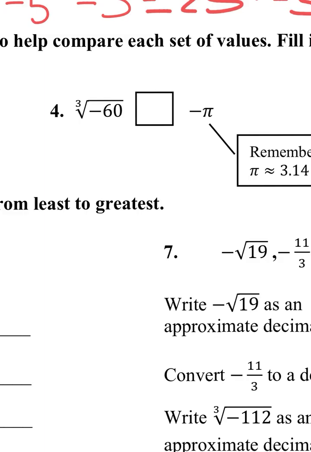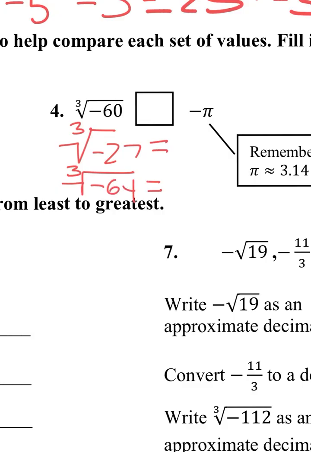For number 4, they want you to compare the cube root of negative 60 and negative pi. So the cube root of negative 60 is in between what two numbers? If you look at your chart above, negative 60 is going to be somewhere in between the cube root of negative 27 and the cube root of negative 64. When I rewrite these, the cube root of negative 27 is negative 3, and the cube root of negative 64 is negative 4.